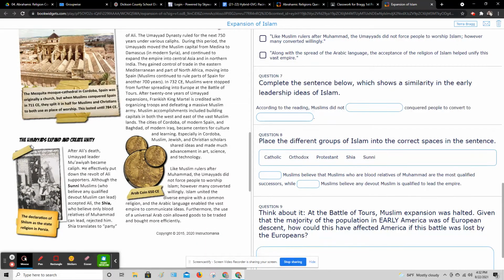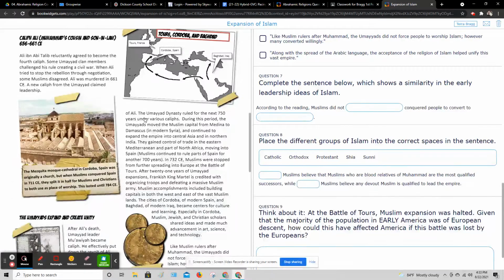So the Umayyads start to expand and create unity amongst the groups. After Ali's death, Umayyad leader Muawiyah, I apologize if I mispronounced that, became caliph. He effectively put down the revolt of the Ali supporters. Although the Sunni Muslims, who believe that any qualified devout Muslim can lead, they don't have to be related to Muhammad somehow, even though they accepted Ali, the Shia, who believed that only blood relatives of Muhammad could lead, rejected him. Shia translates to party of Ali.